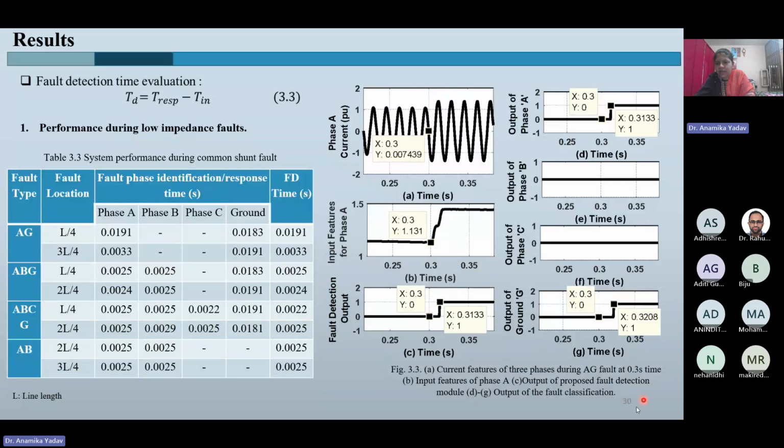So you can see in this case the three-phase current, wherein an AG fault is incepted at 0.3, and the output of fault classification, which is for all three phases and ground. So A and G go high, B and C remain low. So it confirms the presence of an AG fault in this system.